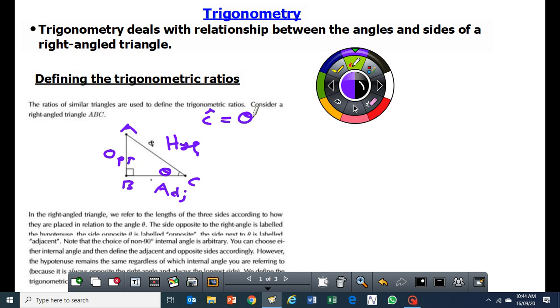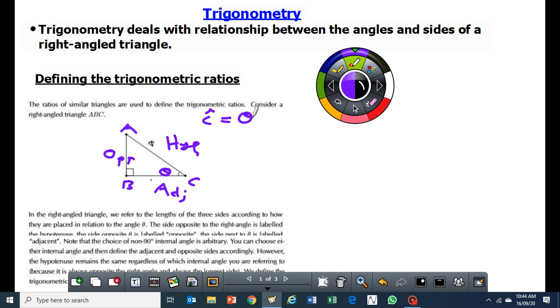So if this is your reference angle, the side opposite the reference angle is called the opposite side. Then the other side, which is next to the reference angle, this one is not the hypotenuse, this one here, becomes your adjacent side. If angle A is the reference angle, it means BC becomes the opposite side and AB becomes the adjacent side. The hypotenuse does not change. It's only the adjacent side and the opposite side that depend on the reference angle.